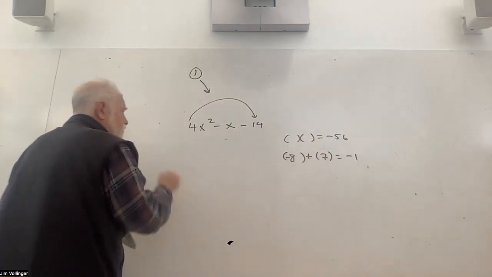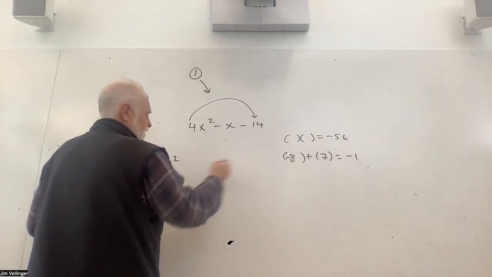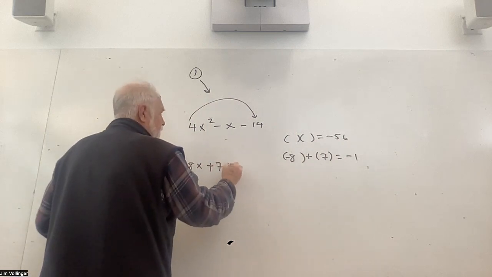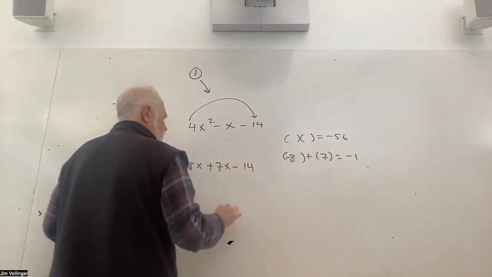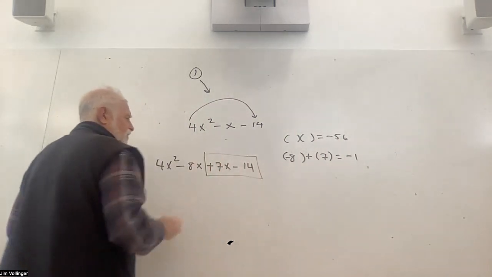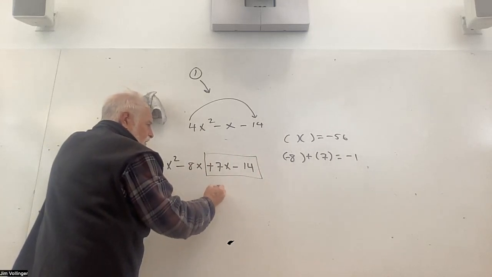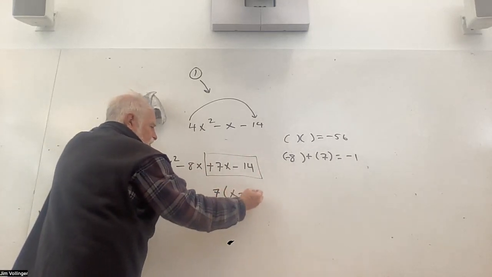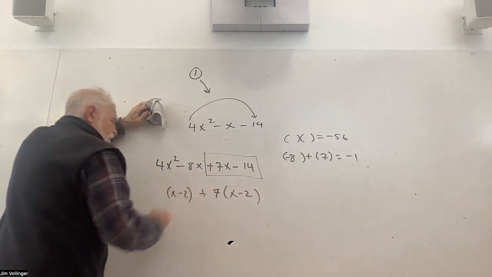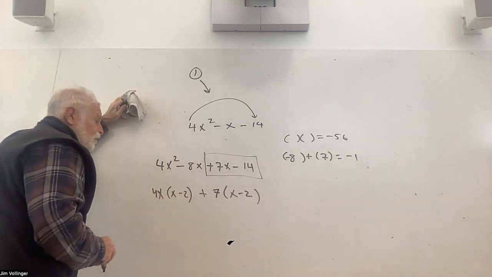So over here, we can write 4x squared minus 8x plus 7x minus 14. We'll break it up into two parts here. The second half we'll factor first. It's easier to factor that. So we'll factor that with a 7 times x minus 2. If these are factorable, then we're going to get an x minus 2 here. And we can see that it's 4x times x minus 2.